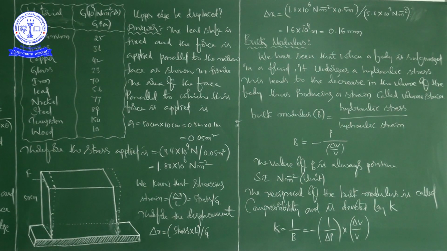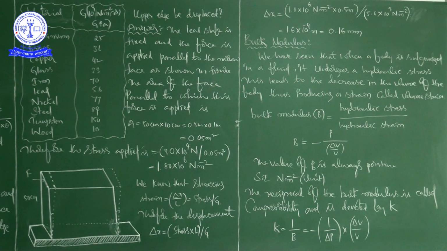0.05 square meter, which will give us 1.80 into 10 to the power of 6. The given value here is 9.0, but the value is not the matter now, because the procedure is important in a physics problem. I told you many times. The given value is 9.0 into 10 to the power of 4 newtons divided by 0.05.